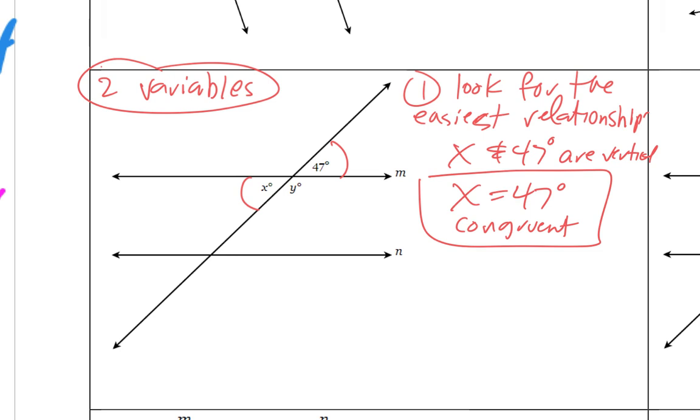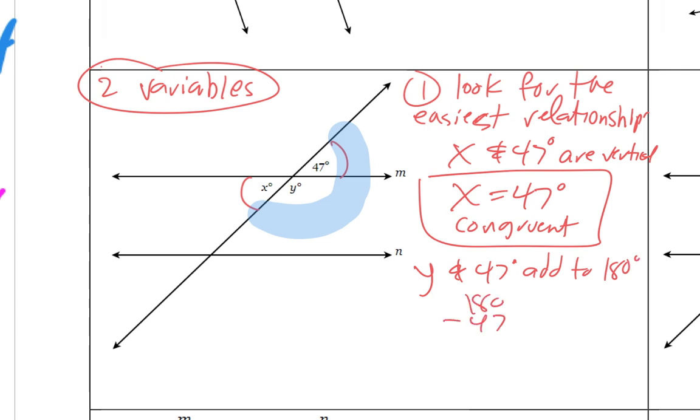So then what do we know about y and 47? Y and 47, if we look at it, they add to 180, right? So we can just say 180 minus 47 equals 153, right? So that means y equals 153 degrees, right?